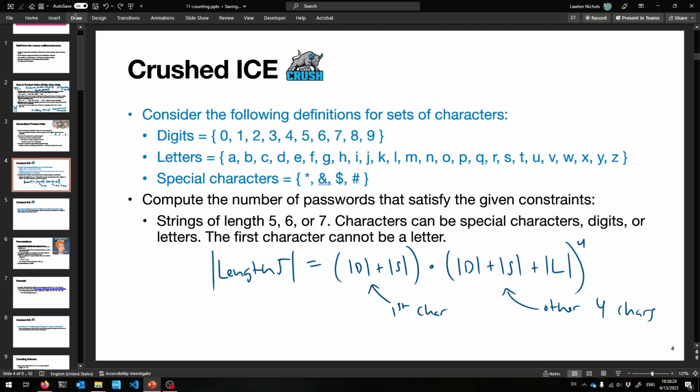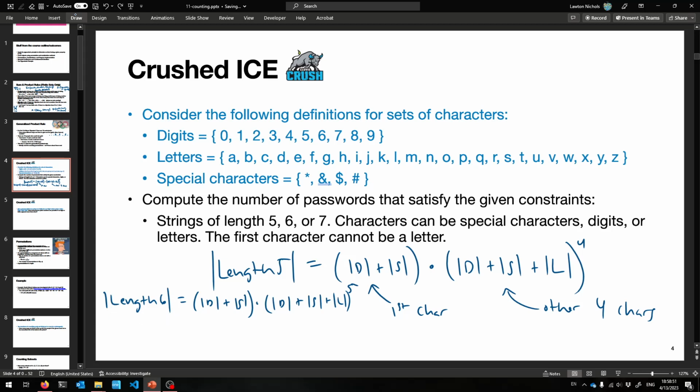And then you do the same for all the length 6 passwords, because they could have any of these sizes. The size of the length 6 set: the first character has to be a digit or a special character, so you have that many options for the first character. And then, again, you have D plus S plus L, 5 more times, because it's got to be 6 characters total this time for length 6.